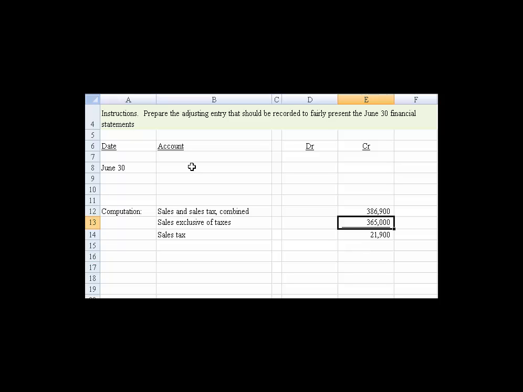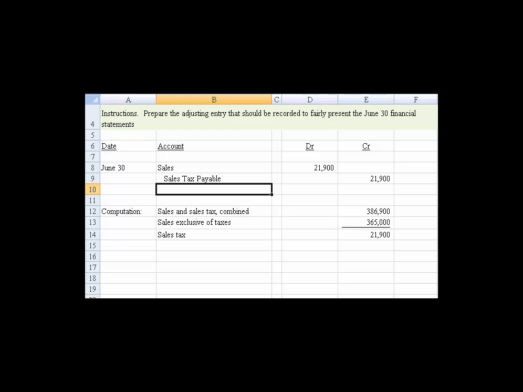That's the amount we need to make our entry. Well, I like to do the easy part first. So the easy part to me says we would credit sales tax payable. And I would set that equal to the amount we just calculated as the amount of the sales tax. And once we have that, of course, we know we've got to make a debit, and the debit needs to reduce sales, right? Because we've been recording sales with sales tax combined.